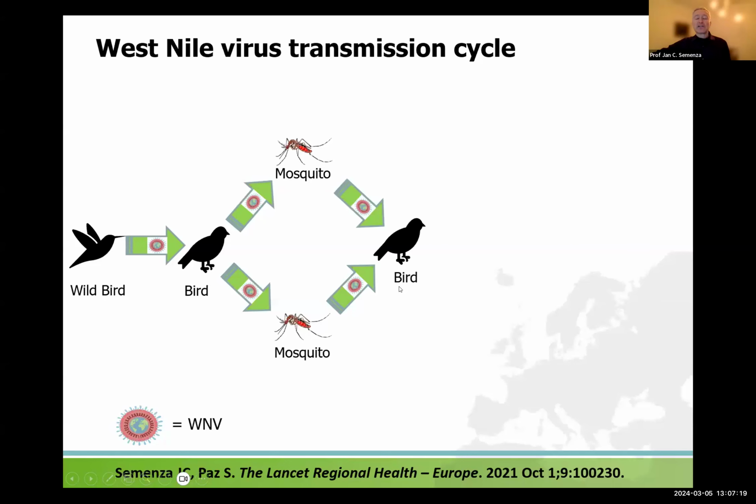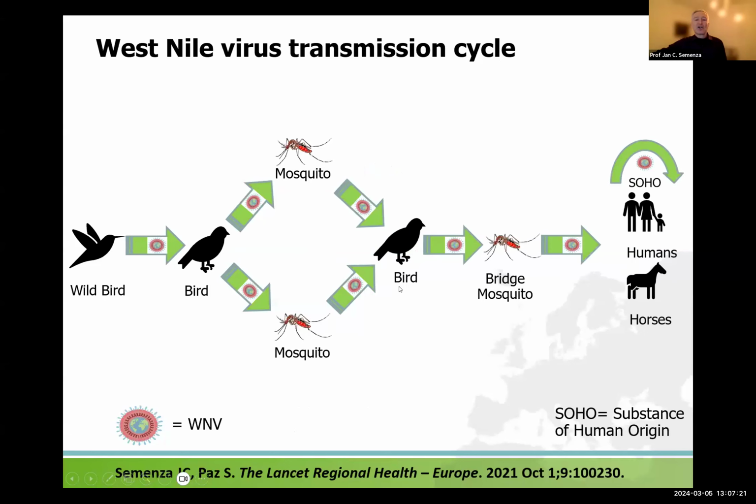But then it turns out there are different types of mosquitoes that are called bridge mosquitoes. These mosquitoes bite not only the birds, but also humans. And that's how they transmit the West Nile virus to humans. We turn out to be incidentally infected. We are dead-end hosts, and so we cannot contribute to the transmission cycle of West Nile virus, but we do acquire the disease.